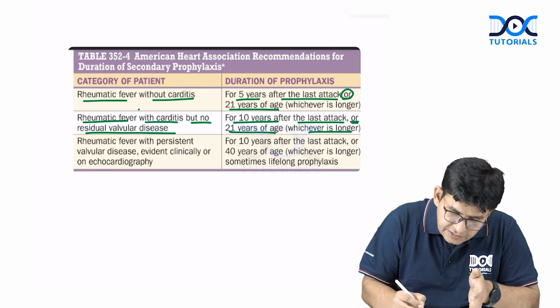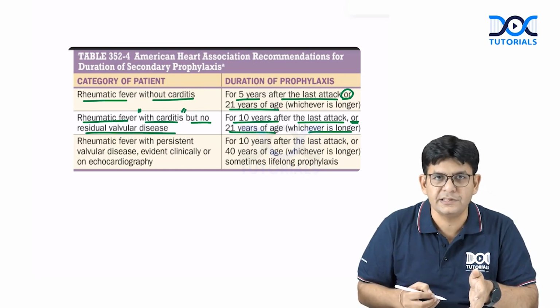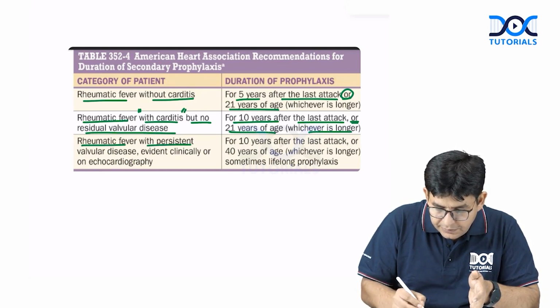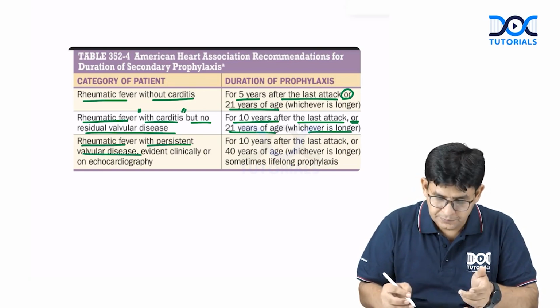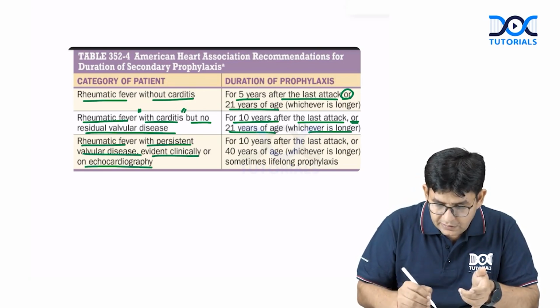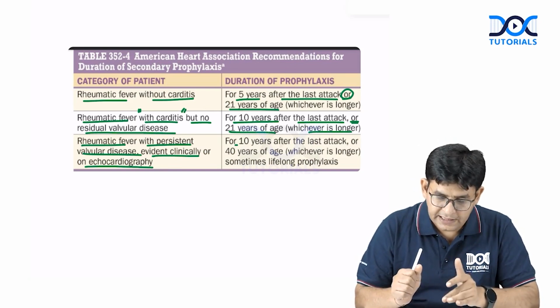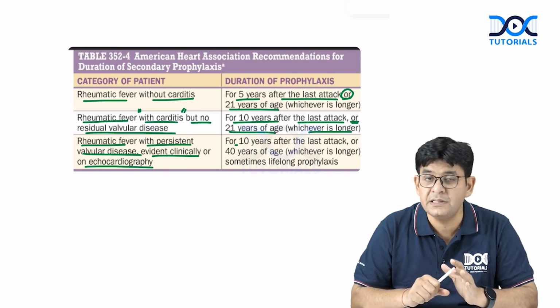But the change is that the rheumatic fever is with carditis. Besides that, rheumatic fever with persistent valvular disease, evident clinically or on echocardiography, means you have gone for an echo, and in that also it is evident that there is a persistent valvular disease.